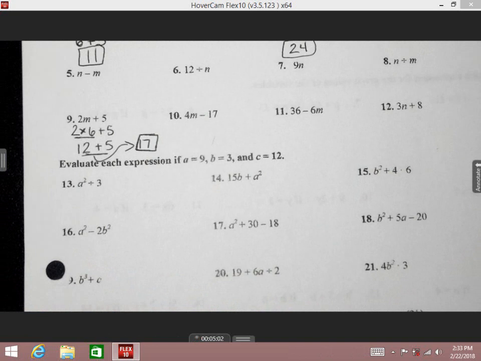All right, number 13. I'm telling you, I'm skipping around today, okay? We're doing 5 problems. We've done 3 so far. We've got 2 more to go.